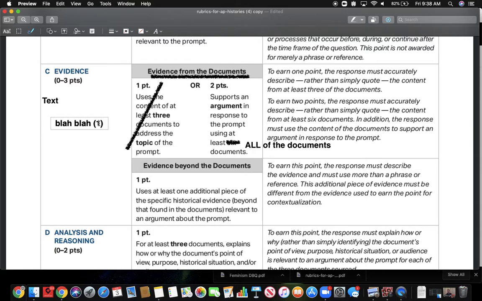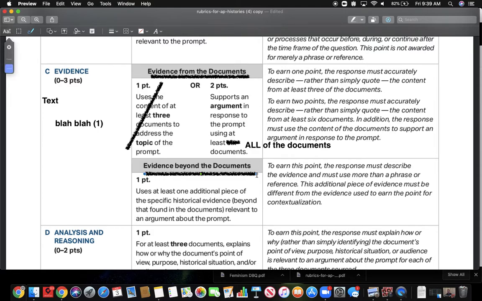Either way, you want to make sure you use this number. That's going to slap the reader in the face and let them know, hey, I have used all of these documents. So that's how you use evidence. Now again, that's for 2 out of the 3 points of evidence.